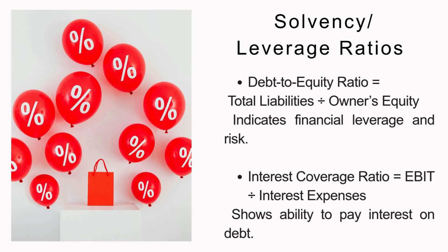Lastly are the solvency or leverage ratios. We have the debt to equity ratio, which is calculated by dividing owner's equity by total liabilities. This indicates financial leverage and risk. Secondly, the interest coverage ratio, which shows the ability to pay interest on debt.